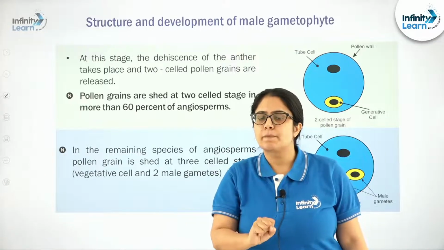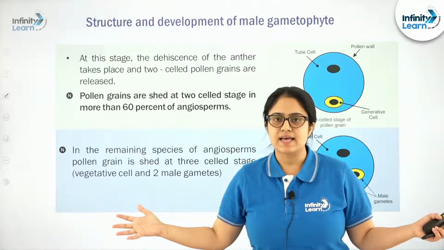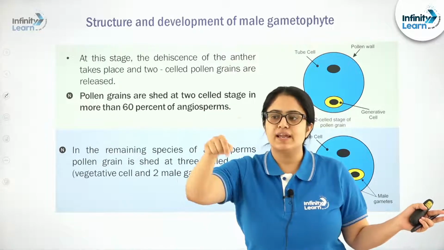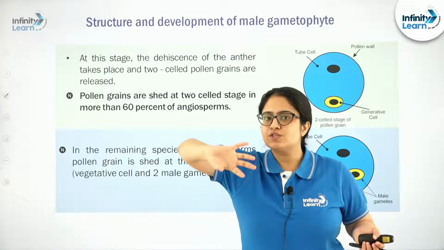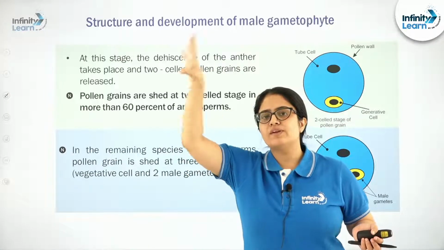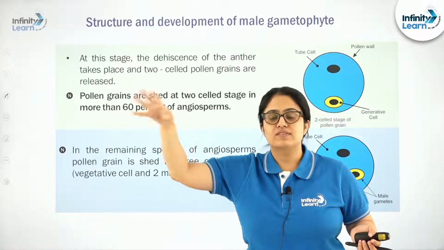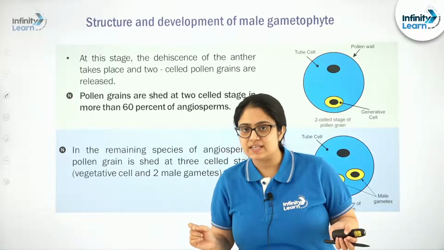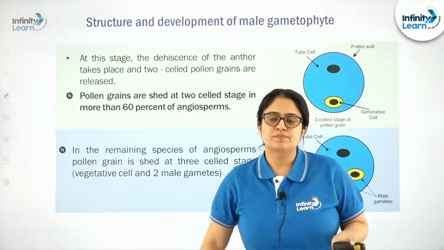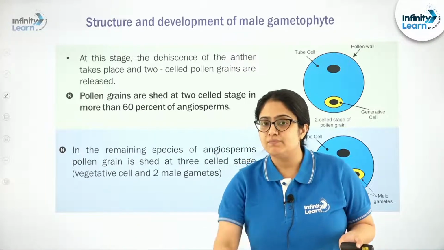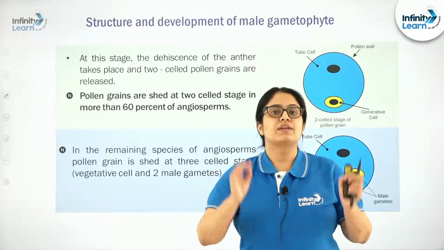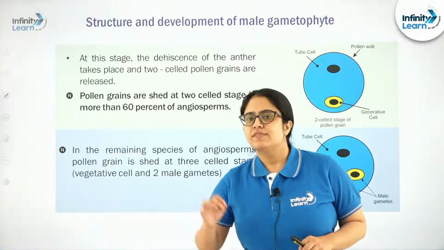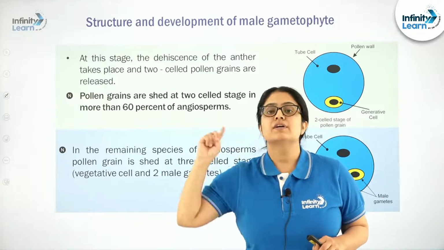Now understand students, in 60% of angiosperms, when dehiscence of the anther happens, pollen grains are released at the 2 cell stage, where inside a pollen grain there is 1 vegetative cell and 1 generative cell. And when this pollen grain, in those 60% angiosperms, lands on the stigma, germination of the pollen grain takes place, and during that time when the pollen tube is generated inside the stigma and style of the female pistil, the generative cell, or the nucleus of the generative cell, will undergo mitosis and form 2 male gametes, right. So in 60% of angiosperms there will be formation of 2 male gametes after the pollination process.